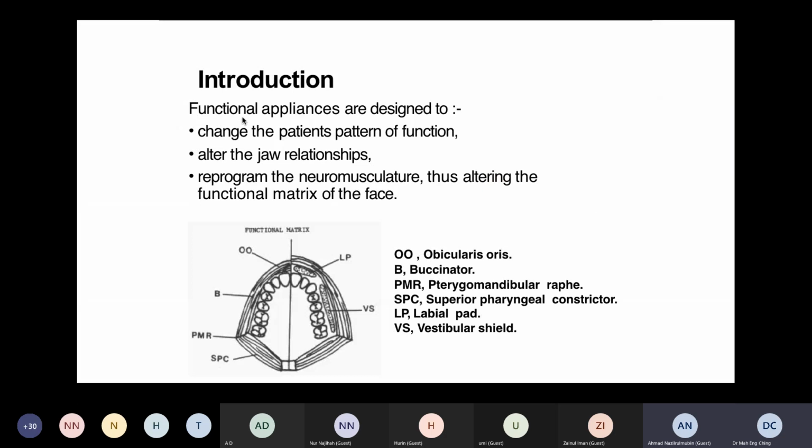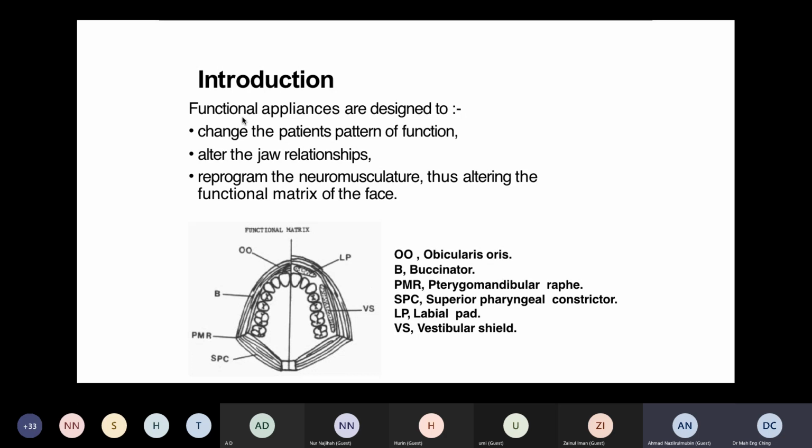Introduction: functional appliances are designed to change the patient's pattern of function and alter the jaw relationship. For example, let's say class 2, then maybe we'll make it less class 2. Class 3, maybe we'll make it less class 3. Of course, class 1, we don't have to modify. So mainly the myofunctional appliance and the orthopedic appliances are designed for patients who have a skeletal discrepancy, which means they have a class 2 or class 3 skeletal pattern. Class 1, we seldom use it.